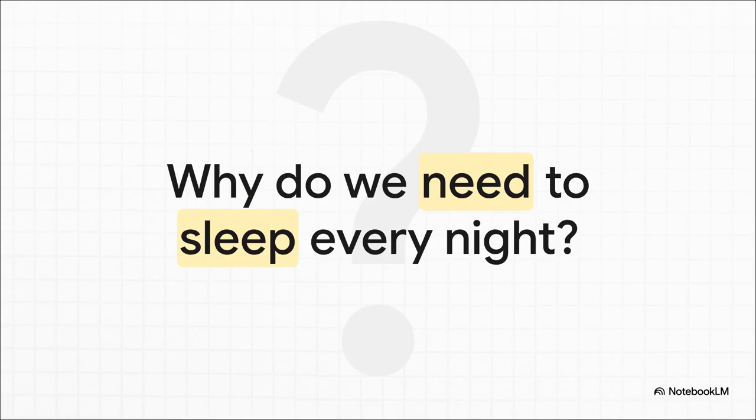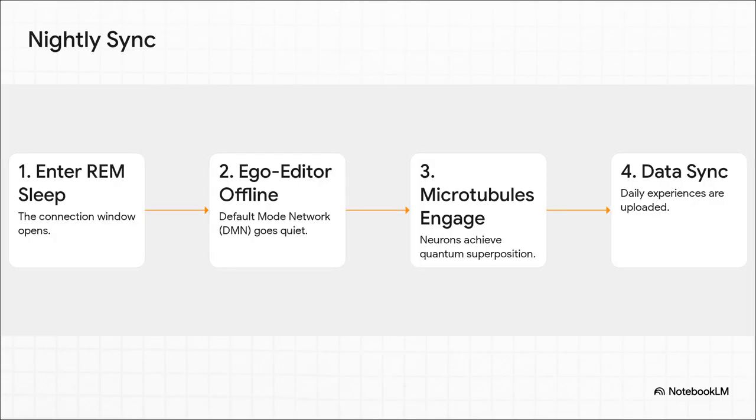It's our scheduled downtime. It's our primary connection window to the cloud. It's when we sync our daily data. Okay, so here's how the nightly sync protocol supposedly works.